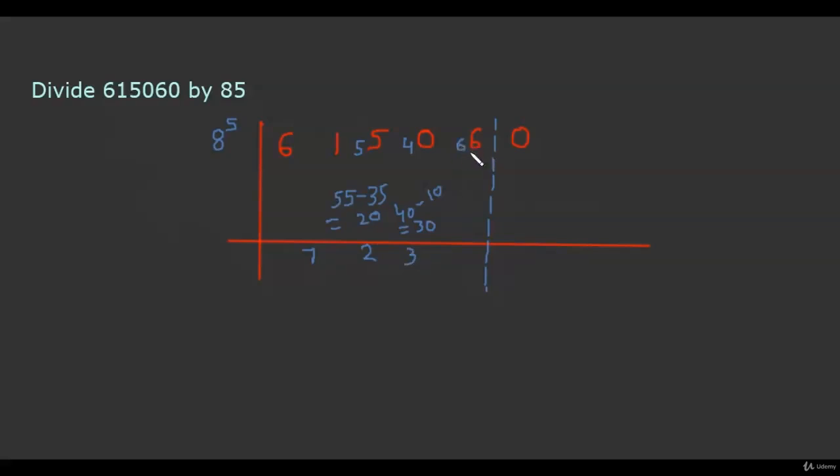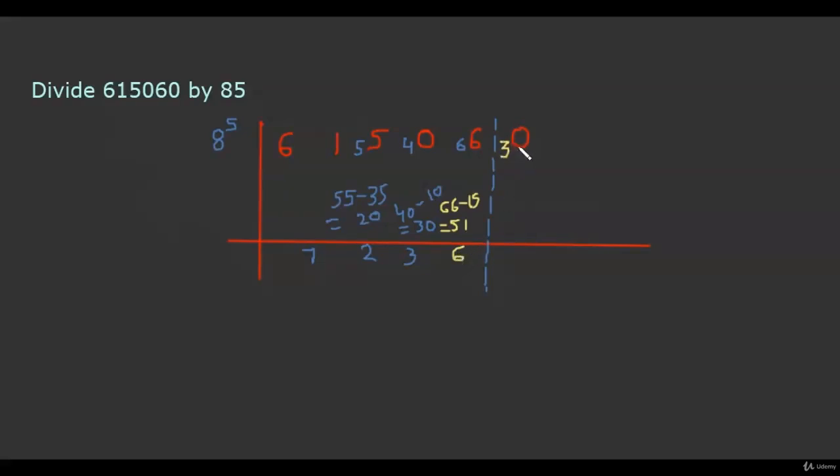Now the next dividend number is 66. From this next dividend number, we want the net dividend number. For that, we have to subtract the product of the flag digit and the previous quotient number. 5 multiplied by 3 gives us 15, and 66 minus 15 gives us 51. So 51 is the net dividend number. Now if 8 divides 51, we get 6 as the quotient and 3 as the remainder.